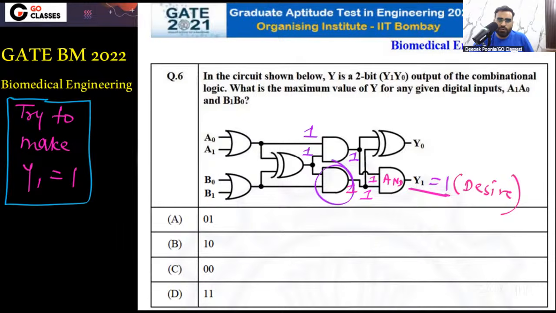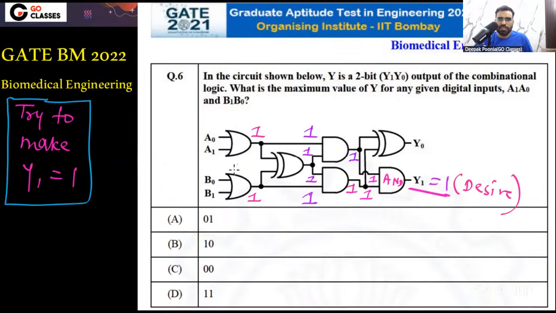Correct? Similarly, for this AND gate, the output will be 1 if and only if all the inputs are 1. Means this input should be 1, and this input should also be 1. Very good so far. Now you can see this input of this AND gate should be 1. It means that this output here must be 1. Okay, this must be 1. For this AND gate, this input must be 1, so I can say that this output is basically 1.